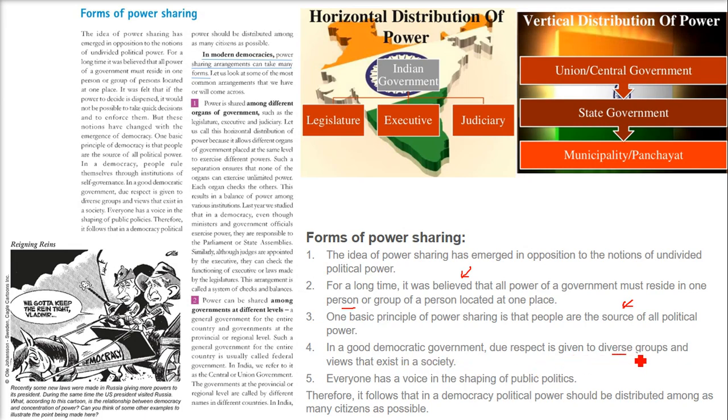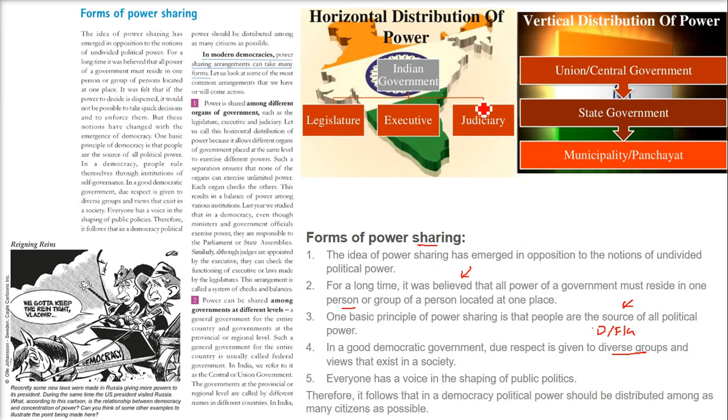In a good democratic government, due respect is given to diverse groups. As in Belgium, the Dutch, the French, even the Germans got their equal share, and views that exist in different societies are respected. What didn't happen in Sri Lanka. Everyone has a voice in the shaping of public policies. So it follows that in a democracy, political power should be distributed among as many citizens as possible. So power sharing is the key of any democracy.